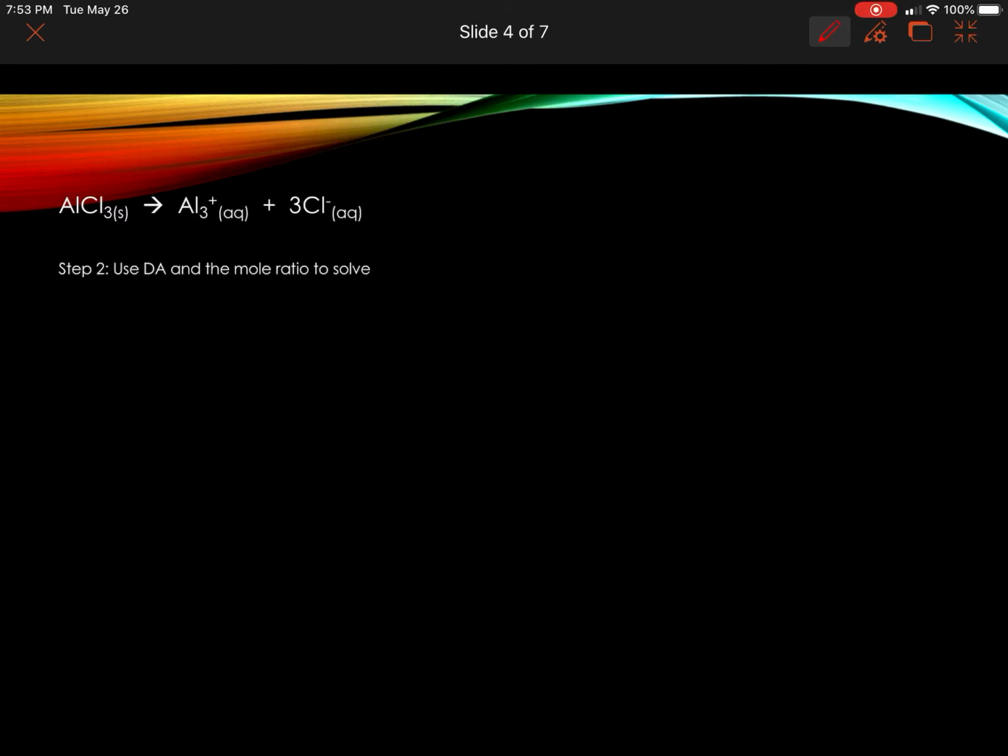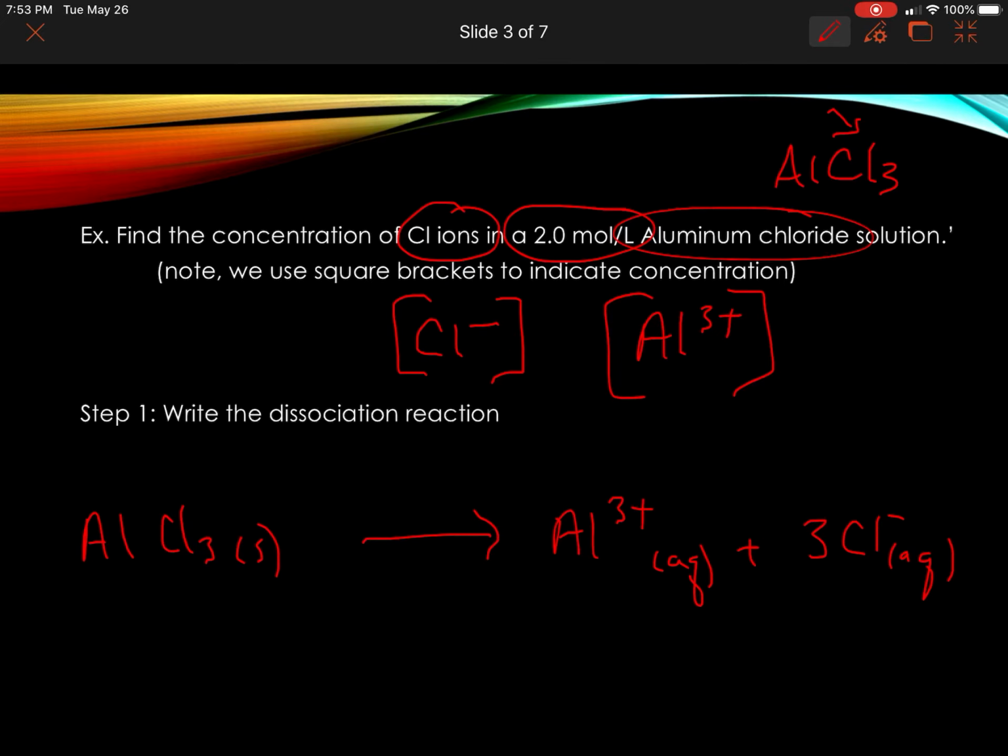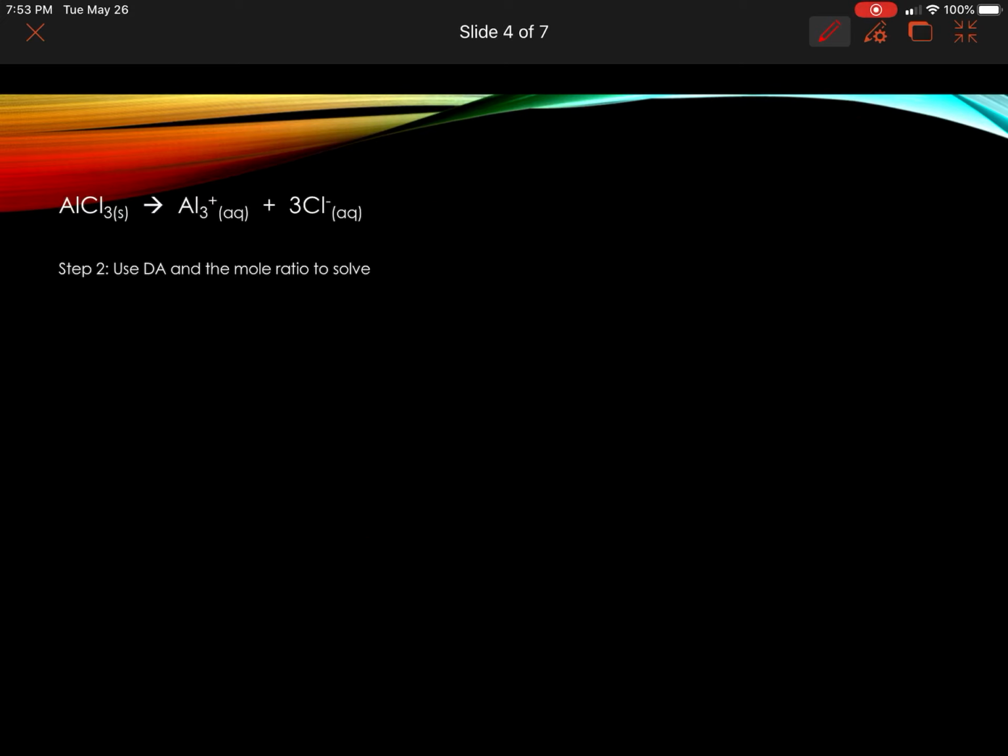Okay, so step two, I just recopied the equation here so we'd have it. Use dimensional analysis and the mole ratio to solve. I'm just going to go back because I don't remember what the information was. Okay, it's 2 molar aluminum chloride. That's right. So 2.0 molar, that's what you know. You are asked to find the concentration of the Cl minus. Okay, so we're going to use DA, and we're going to use the mole ratio to find this. So I'm going to use the square brackets.